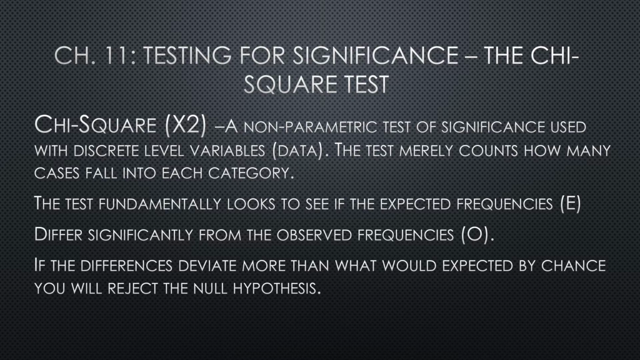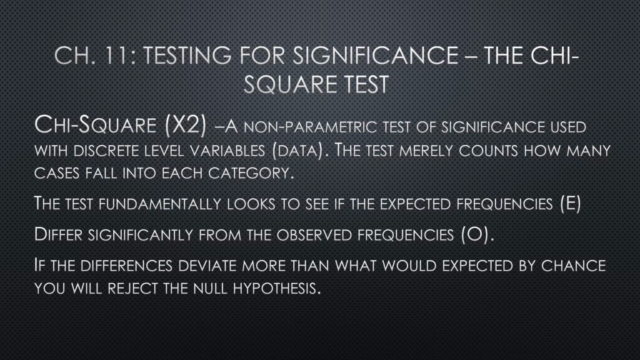So what is the chi-square test doing? It's a non-parametric test that just looks at counts. What that means is it just looks at how many people fall into each cell in the table. You see here on the slide it says the test looks to see if the expected frequencies differ significantly from the observed frequencies. Okay, observed frequencies is what you actually get. Again, I'll go into more detail when we get to some of the slides here. That's what the O means.